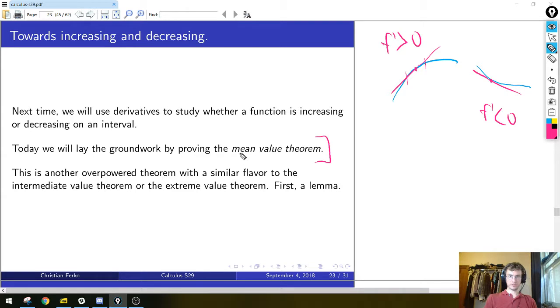So today we'll do the mean value theorem. It's the last thing for today. And as I've alluded to, this MVT is another very overpowered theorem. It can give you surprisingly strong results, similar to the intermediate value theorem, which is also kind of overpowered because it's kind of a topological idea. But before proving the mean value theorem, we're going to prove a weaker version, a special case of the mean value theorem, which is called Rolle's theorem.